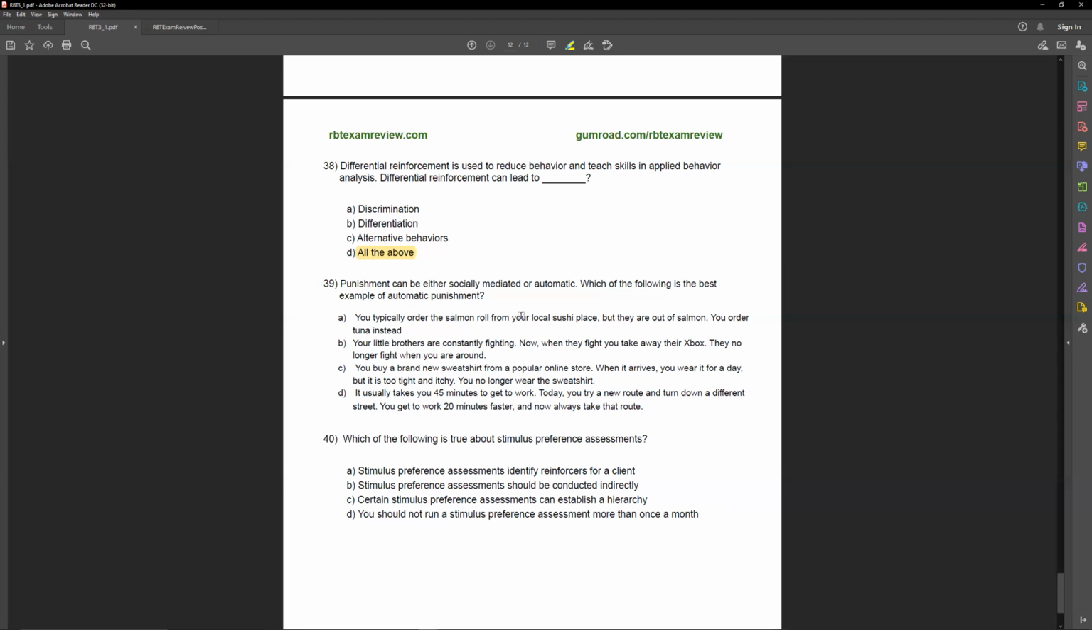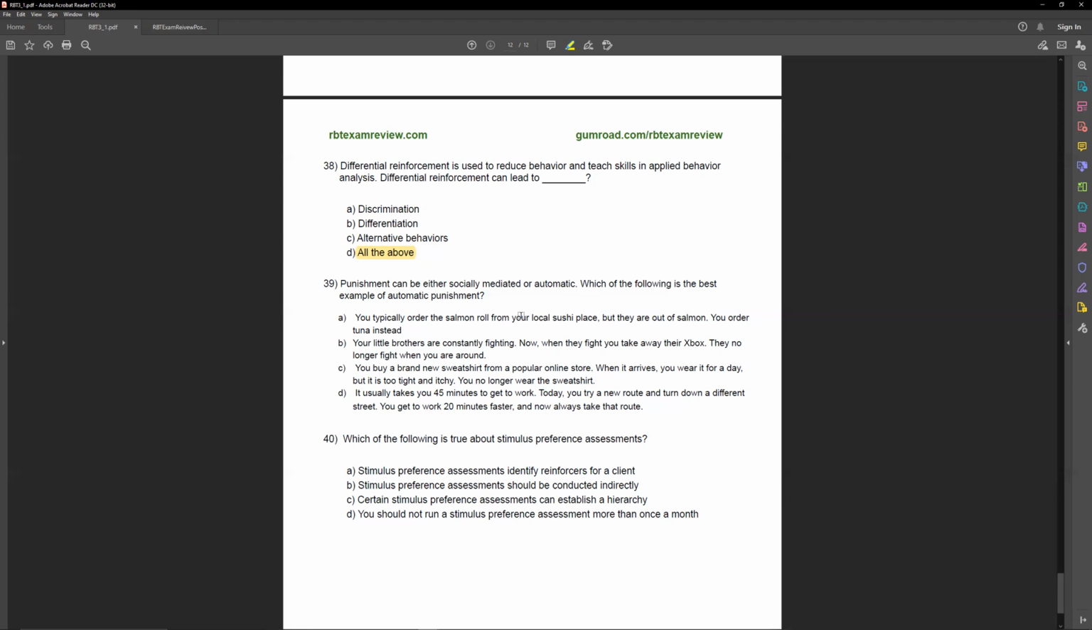B, your little brothers are constantly fighting. Now, when they fight, you take away their Xbox. They no longer fight when you are around. Okay, so this is a type of negative punishment, right? But again, socially mediated, okay, because you're mediating the punishment to your brothers, right? More than one person involved, socially mediated. We need automatic.